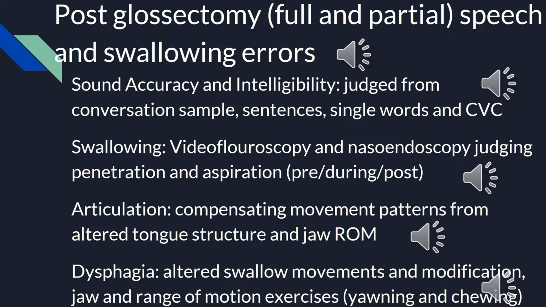There are four areas that are likely to be affected after a glossectomy: sound accuracy and intelligibility, swallowing, articulation, and dysphagia. These are not all likely to occur. Signs and symptoms of sound accuracy and intelligibility are typically judged by conversation samples, including sentences and single words. In swallowing, a videofluoroscopy and nasoendoscopy can be performed to judge if penetration and aspiration occur pre, post, or during the swallow. Articulation errors typically occur because the patient is compensating their old movement patterns to their new altered tongue structure.